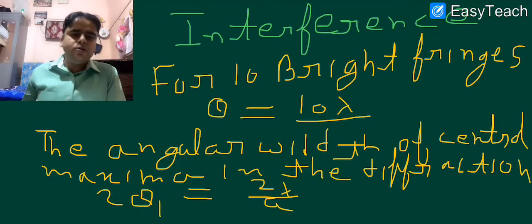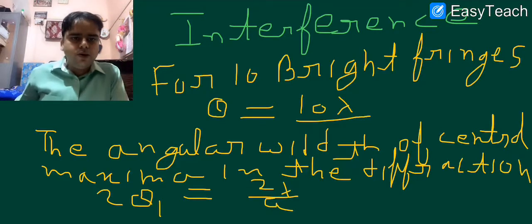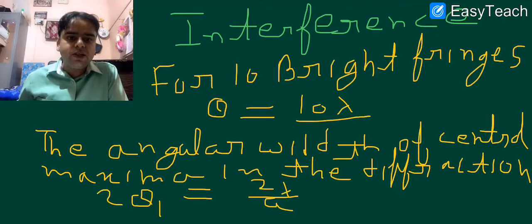Students, now you take the solution of this question. You know that there are 10 bright fringes. Then for 10 bright fringes, the angular width theta is equal to 10 lambda upon small d. You know that this is the formula of angular width in the interference pattern. For 10 bright fringes, theta is equal to 10 into lambda upon small d.